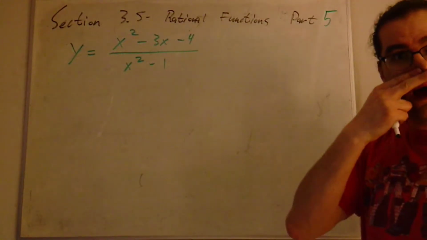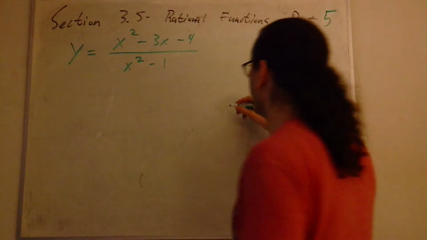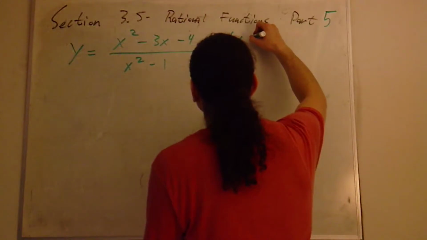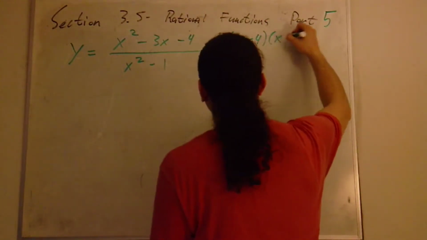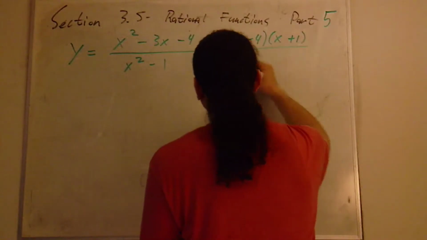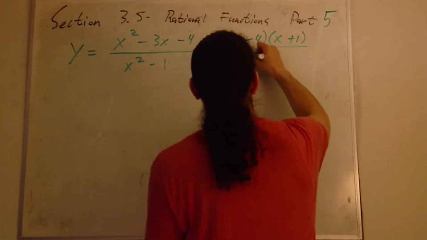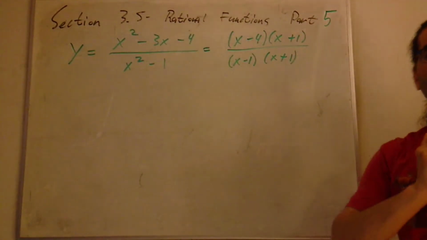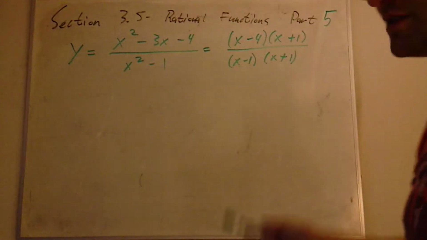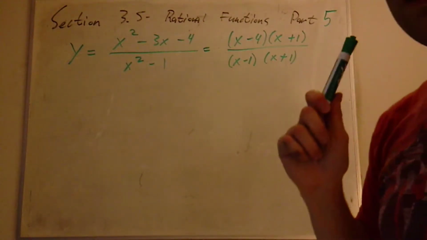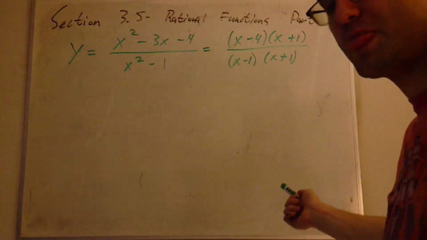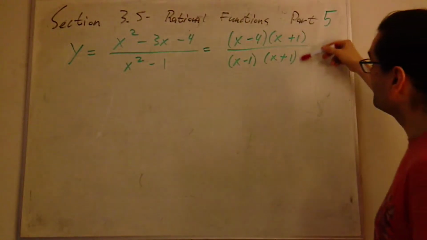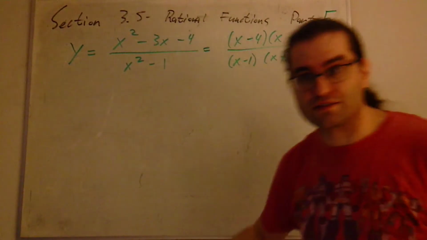As usual, I'm going to start by factoring. The top is going to factor into x minus 4 and x plus 1. The bottom should factor into x minus 1 and x plus 1. And already, hopefully, we have seen exactly what it is that makes this thing special. The special thing about this example is that it simplifies. Once you factor this, you realize two of these factors are the same, and those factors cancel.